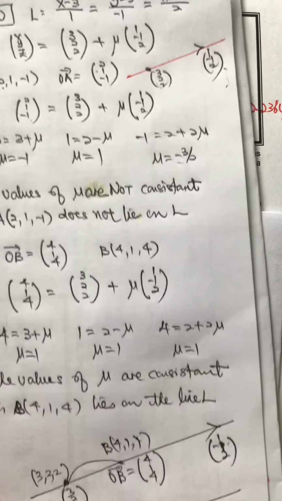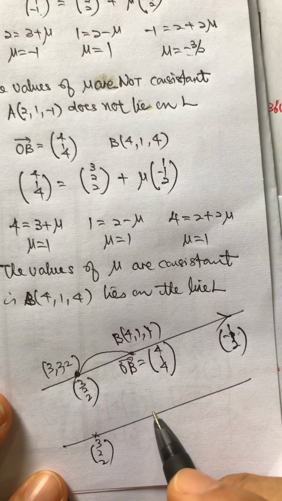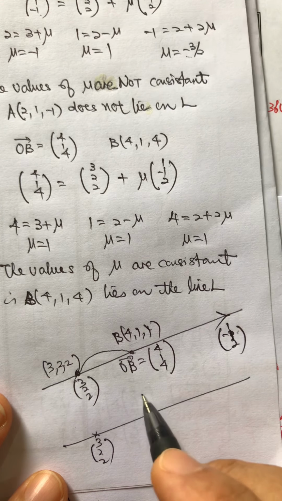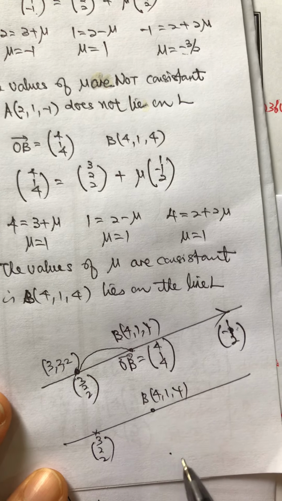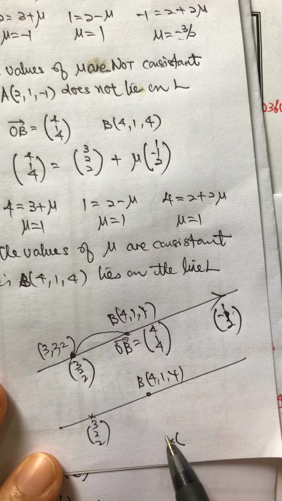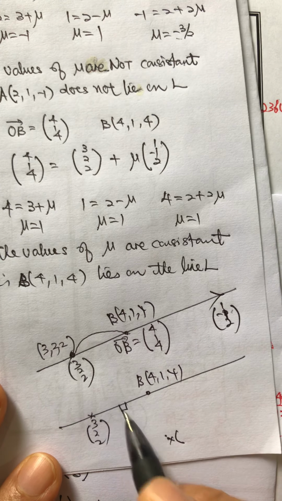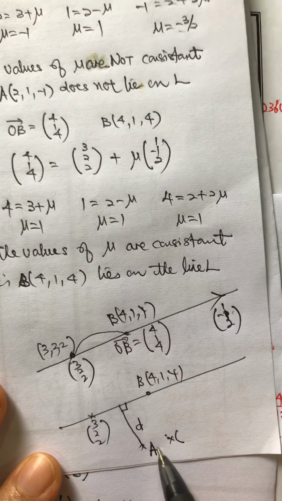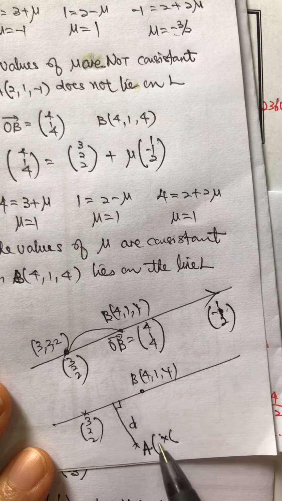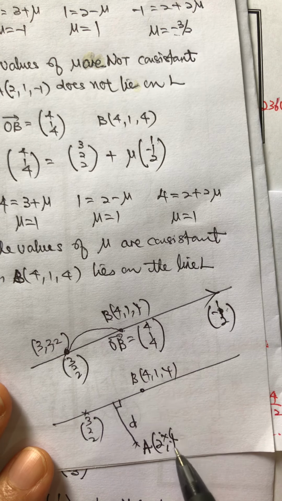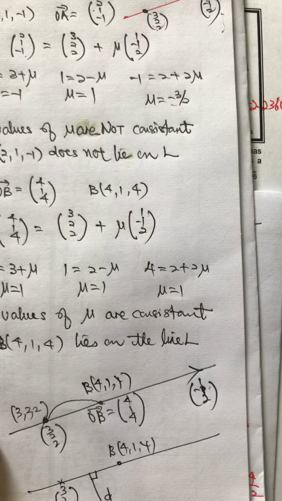So the starting point here is (3, 2, 2), and then B is on the line. B is (4, 1, 4), and then A is not on the line. So we are asked to find the perpendicular distance. Let's say A is here. We want to find the perpendicular distance D. This is A, the coordinate is (2, 1, -1). Okay, so we are going to find the distance.